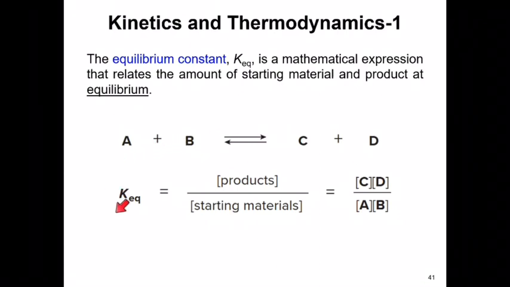So we can calculate KEQ, again, the equilibrium constant, by dividing the concentration of the products by the concentration of the starting materials or the reactants, again, at equilibrium. And so with this equation here, KEQ would be equivalent to the concentration of C times the concentration of D divided by the concentration of A times the concentration of B.